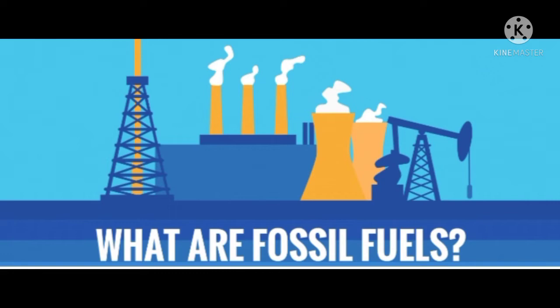In the last class we learned, children, fossil means the remains of a prehistoric plant or animal embedded in rock and preserved. Which means millions of years ago, those animals or plants were embedded in the rock and preserved. So that is called a fossil, and it is buried under the soil due to many climatic changes.